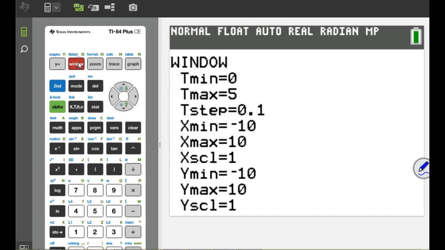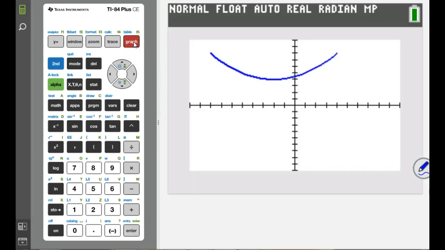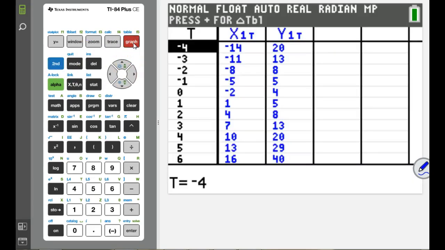And I'm going to set my window up to be, was it -2 to 2 for the t by 0.1 and -10 to 10 and -10 to 10 for the x and the y. Or you could just do a zoom standard and then go back in and change your t. You just have to set the t. If I graph it, I get this. Anybody having trouble?